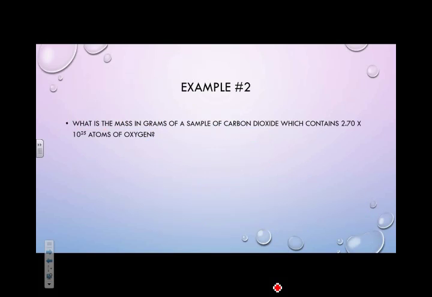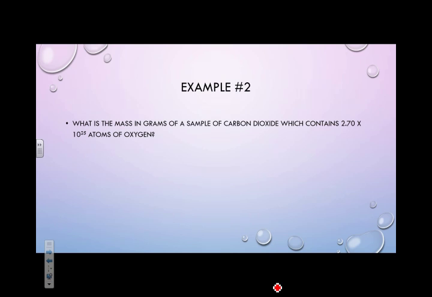In example number 2, I'm asked to find the mass in grams of a sample of carbon dioxide, which contains 2.70 times 10 to the 25th atoms of oxygen. What I notice here is I don't have a balanced chemical reaction anywhere this time. I have no reactants and no products, and I'm not producing anything. What I do have is some carbon dioxide, which has some oxygen in it. And I know the amount of oxygen, and I want to know the mass of carbon dioxide.